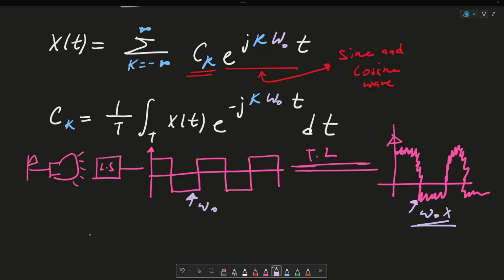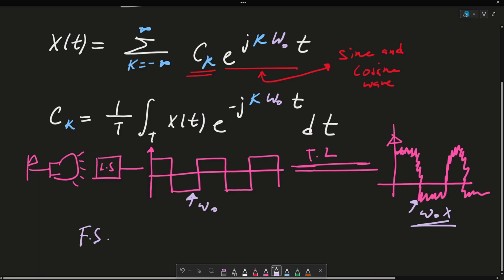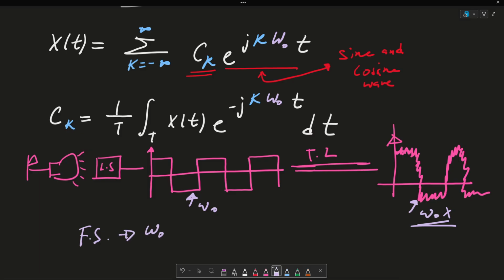So essentially, when we do the Fourier series, we're going to find this omega naught for the sine wave and its different angular frequencies as different harmonics, k omega naught. And then we're going to use filters like low pass filters, band pass filters, band stop filters to filter out the frequencies at which the noise is coming in, right?